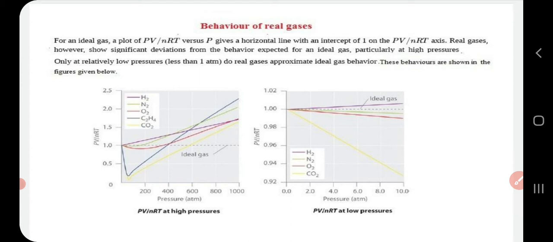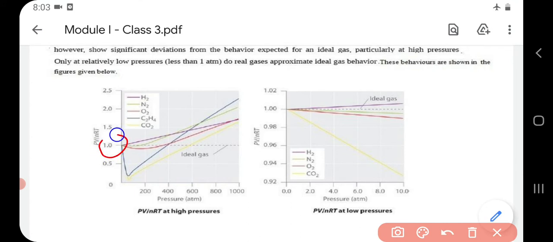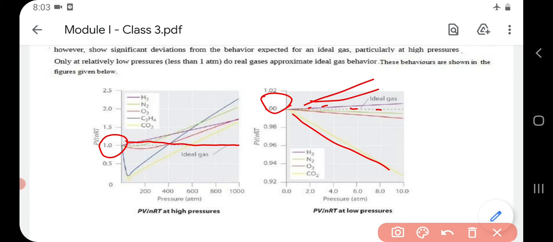It will be nice if you study this particular marking, that is 1, because it has a significance. It is on this line, the dotted line, that the behavior of an ideal gas is drawn. Here also you can mark this one with a dotted line, that is the behavior of an ideal gas. All these other lines are of different gases that deviate from the ideal gas behavior drawn with a dotted line at the mark 1.